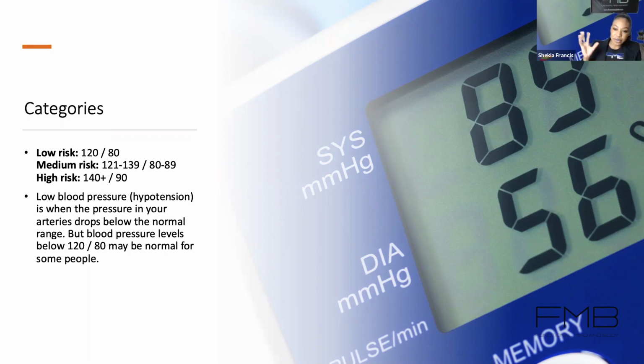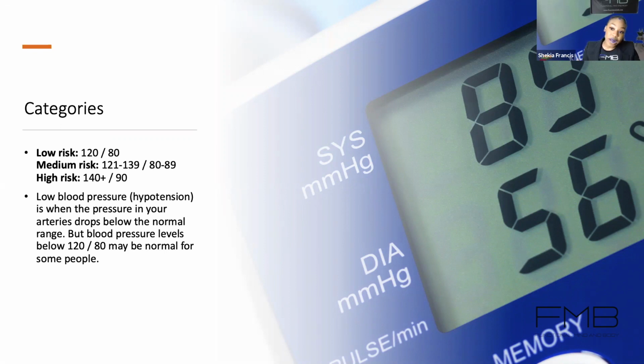also important to spend a few seconds talking about low blood pressure. So low blood pressure, sorry, is called hypotension. And it's when the pressure in your arteries drops below the normal range. So it drops below that 120/80. But blood pressure levels below 120/80 may be normal for some people.